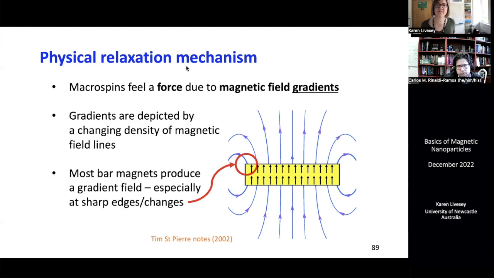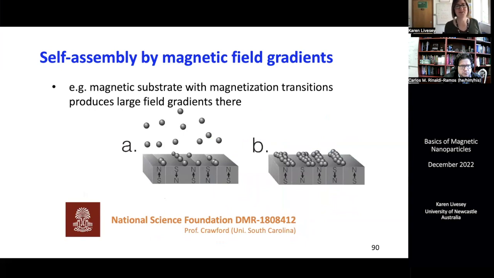So to understand where there are field gradients, you've just got to think that these field lines need to be changing their density quite strongly. So as I said, this is at the edges, we have a strong gradient. If I could make a magnet that has, say, a tip, then I generate a strong gradient at the tip, which can be useful. And we can use this for all sorts of applications.